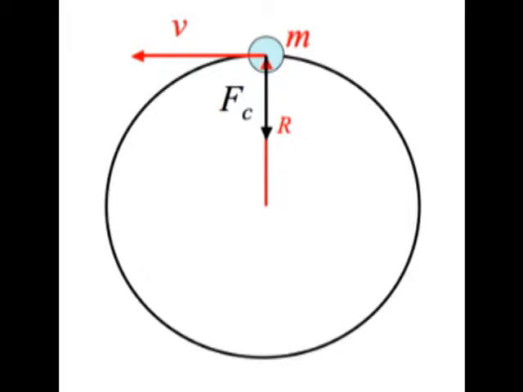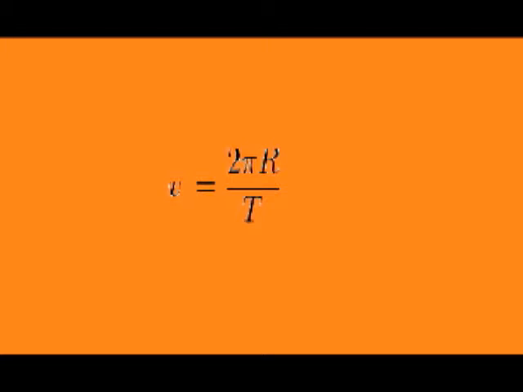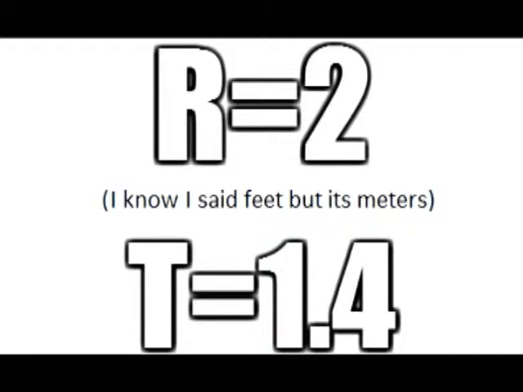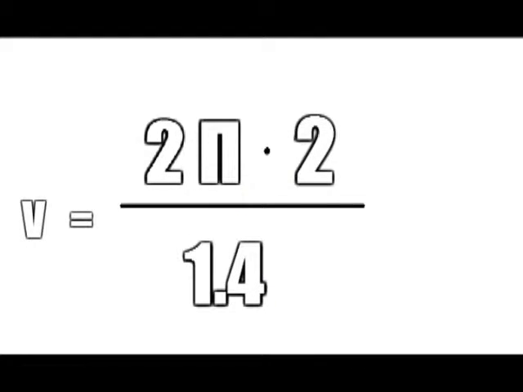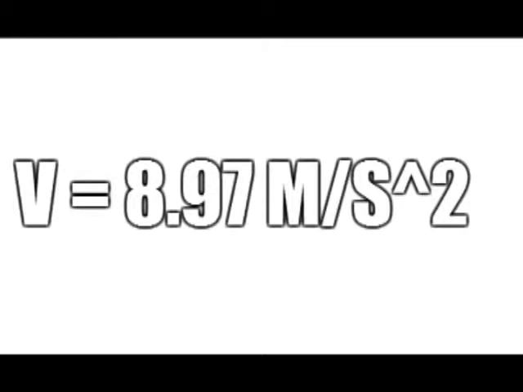To solve for how fast the apple was traveling, we would use the equation v equals 2 pi r over t, the time it takes for a full revolution. The apple made a full revolution in 1.4 seconds, and the radius was around 2 feet. So the apple comes out to have a final velocity of about 8.97 meters per second. So okay, we thought, that's simple enough.